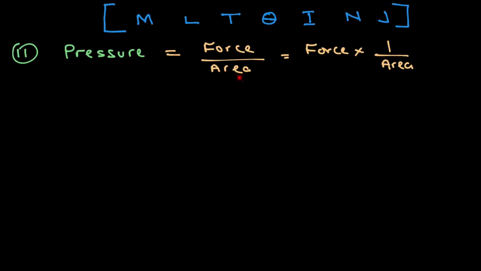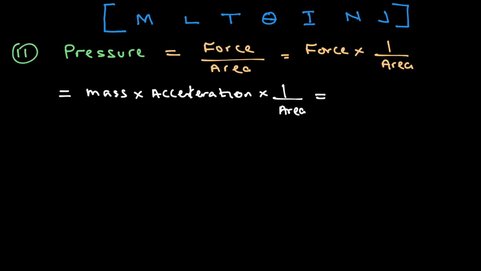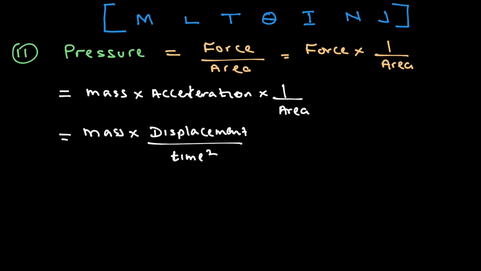Pressure is force over area, which equals force times 1 over area. We know what force is. Force is mass times acceleration, and then we times it by 1 over area. But we know what acceleration is. So acceleration is displacement over time squared, because it's velocity over time, and then velocity is displacement over time. So you're going to get displacement over time squared times 1 over area.